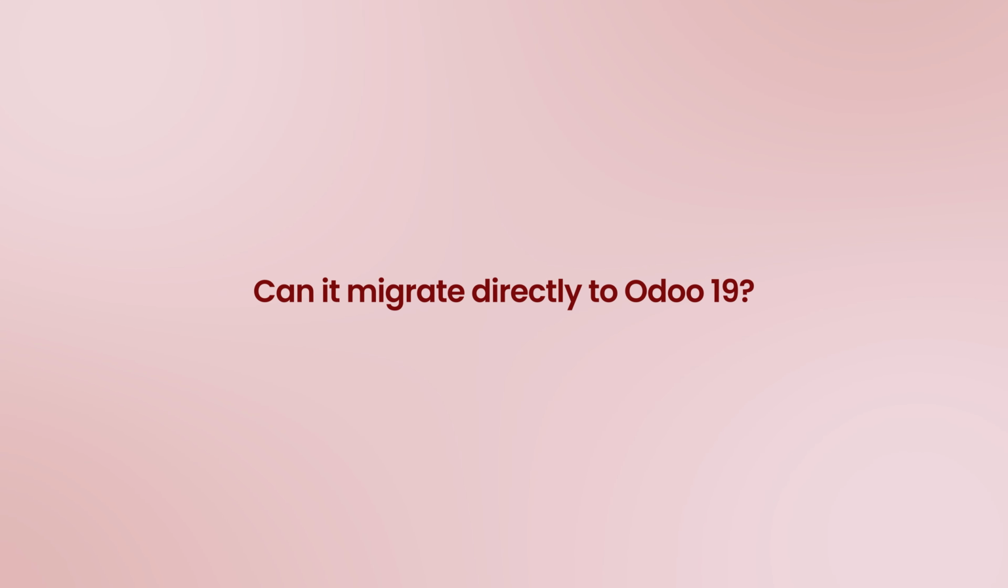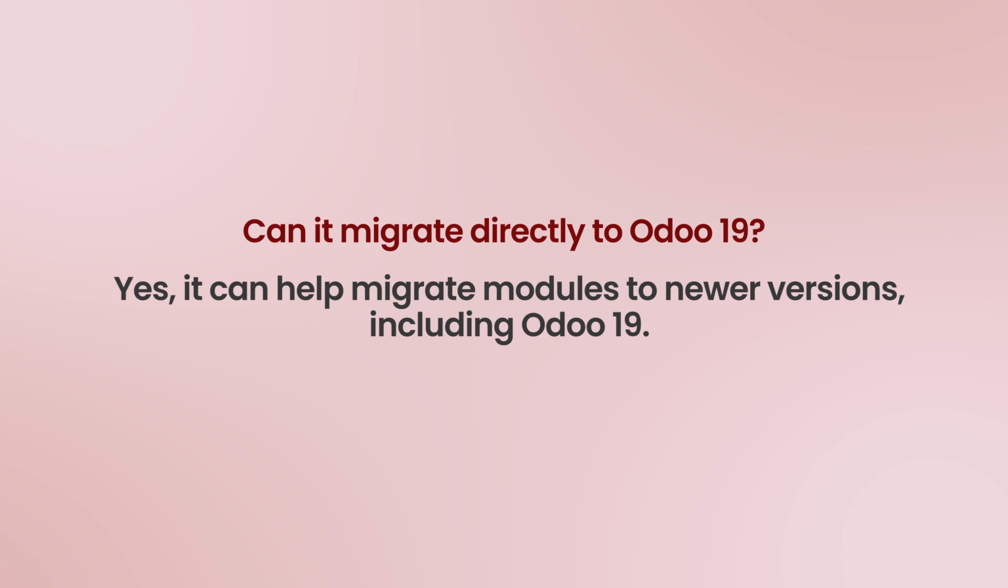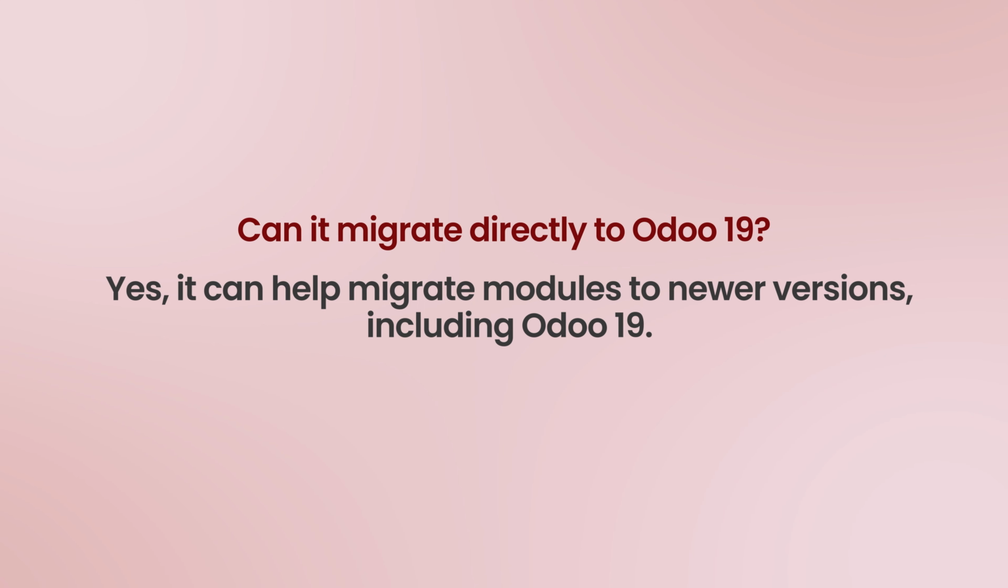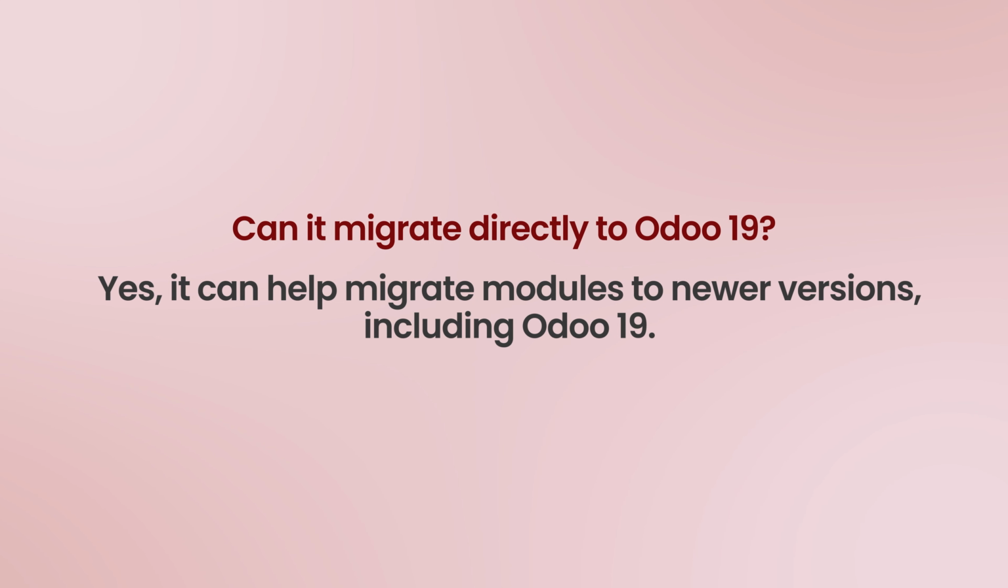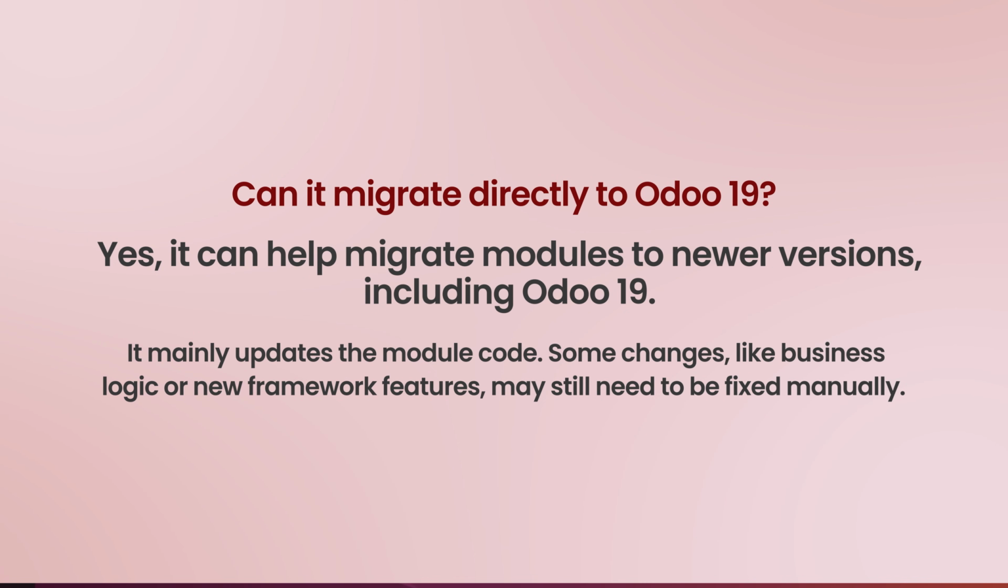Can it migrate directly to Odoo 19? Yes, it can migrate any older version of Odoo to a newer version, including Odoo 19. However, remember that it mainly updates the module code. Some changes like business logic or new framework features may still need to be fixed manually. So the migrator saves a lot of time, but you also need to test your module after the migration.